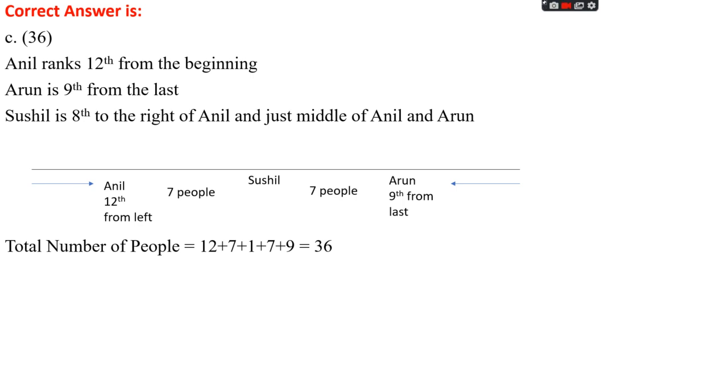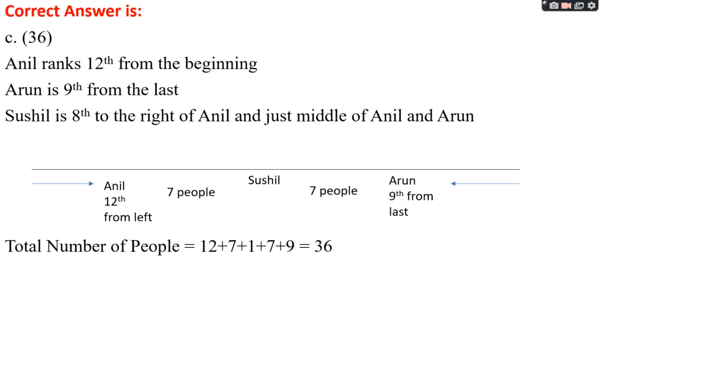If we see that Anil's rank is 12th from left, and between Anil and Sushil there are 7 people. And again, because Sushil is in the middle of Anil and Arun, between Sushil and Arun there must also be seven people. And Arun's rank is ninth from the last.